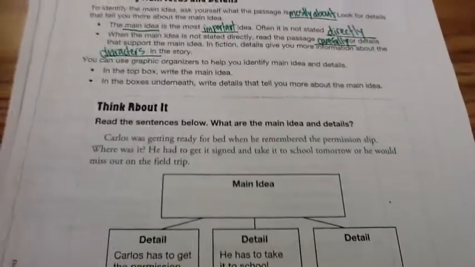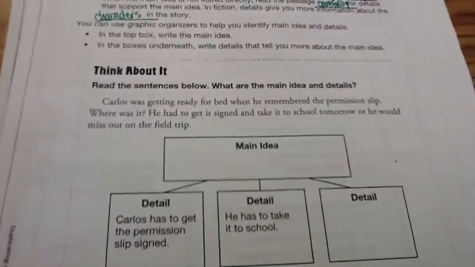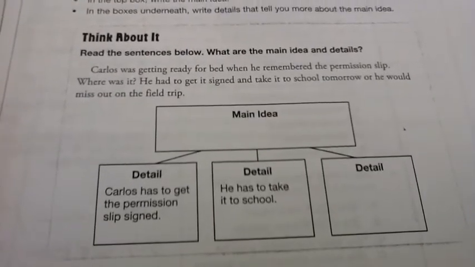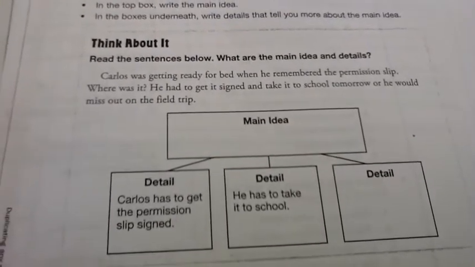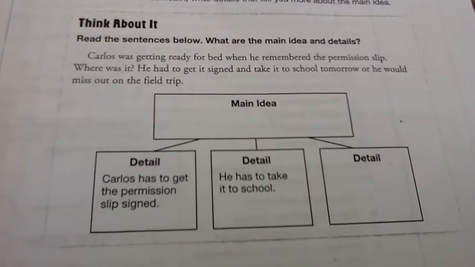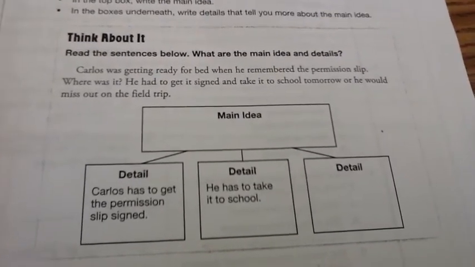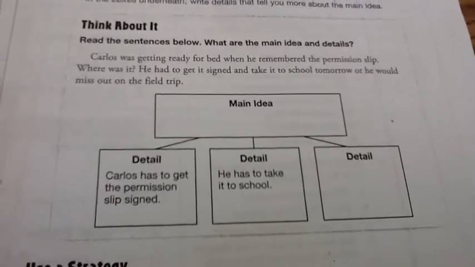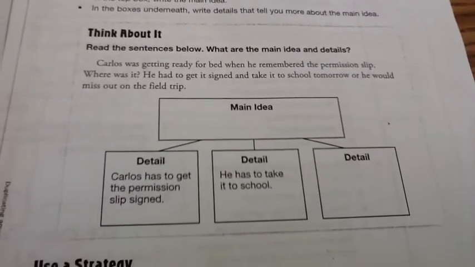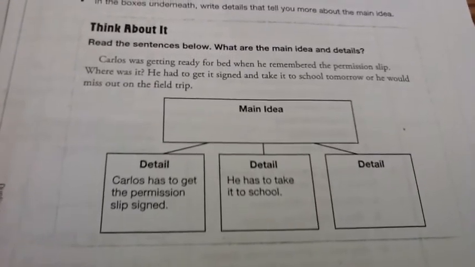Here we go, let's practice. Think about it. Read the sentences below. What are the main idea and details? Carlos was getting ready for bed when he remembered the permission slip. Where was it? He had to get it signed and take it to school tomorrow, or he would miss out on a field trip.